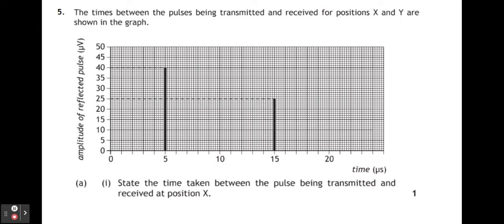So, what do these two lines represent? Well, the further line represents the pulse being transmitted at position X. We know this because at position X, the steel is thicker, so the sound wave will take longer to return.